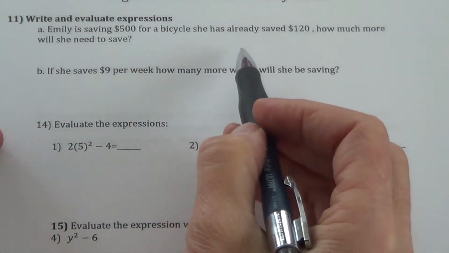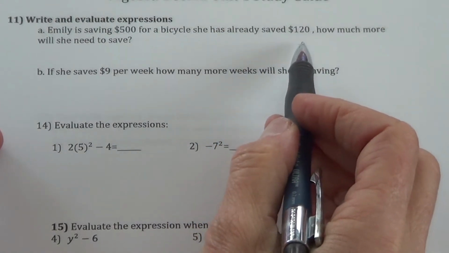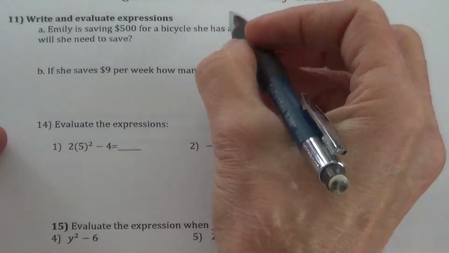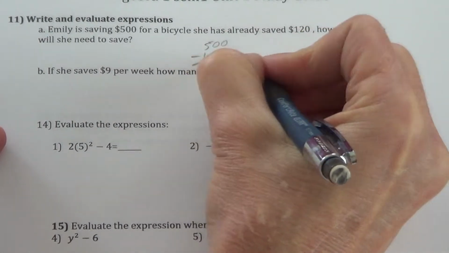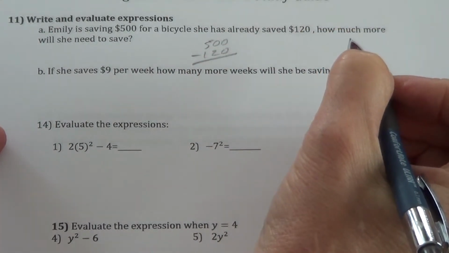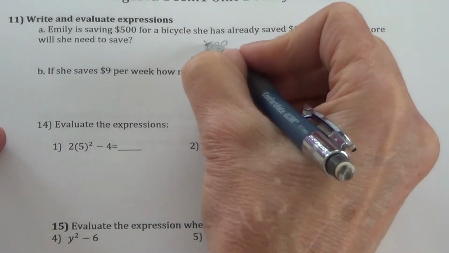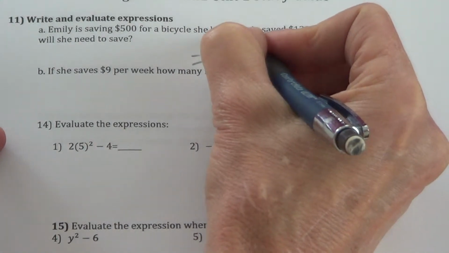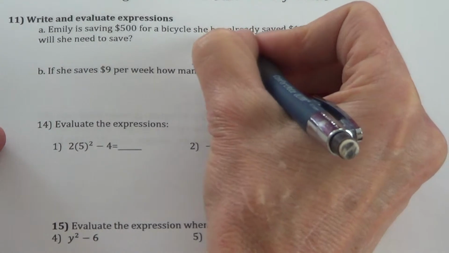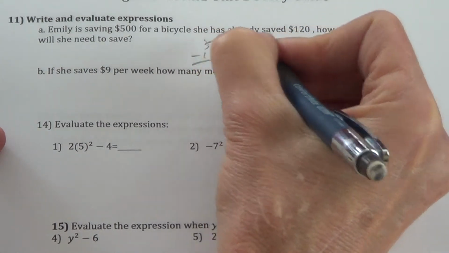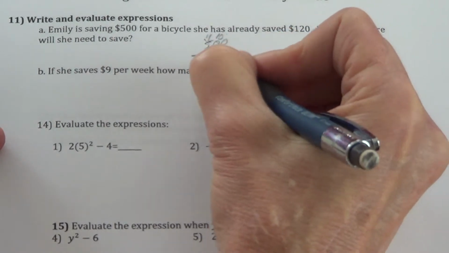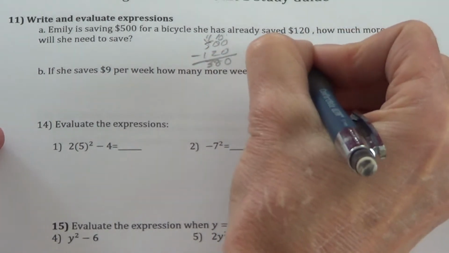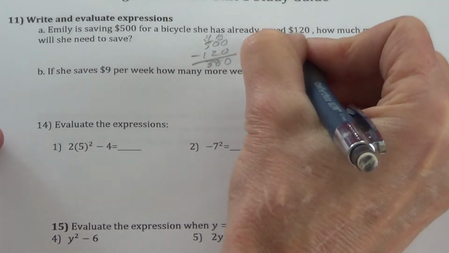Emily's saving $500 for a bicycle. She's already saved $120. How much more will she need to save? Simple subtraction. Remember, if we're trying to find a difference, we just subtract on that. She's got $120 in savings. How much more? 10 minus 2 is 8. Bring down the 0. 4 minus 1 is 3. So she needs to save $380 more.